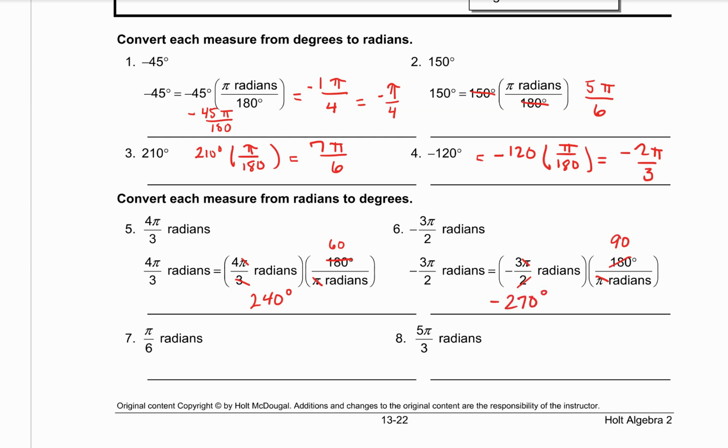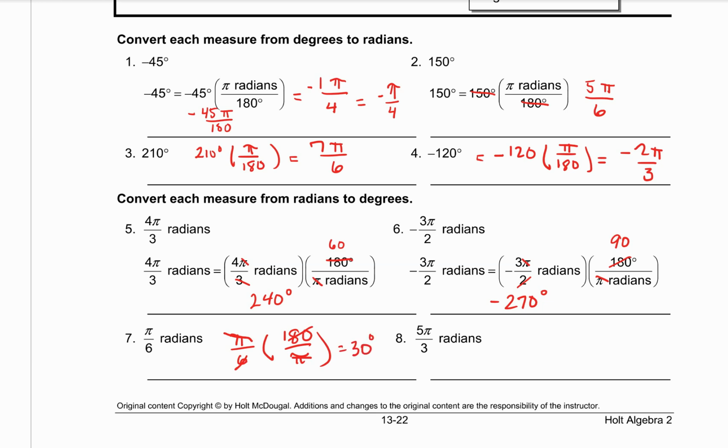So negative 3 times 90 is negative 270 degrees. Pi over 6, easy. Pi over 6 times 180 over pi. And again, you really don't need to write out radians. Don't worry about it, because I see a pi, I know it's radians. The pi's are going to cancel. 180 divided by 6 is 30 degrees.